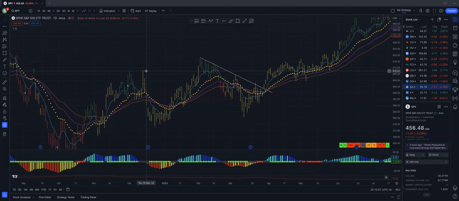Right. And so I'm not looking for the continuation after the break. I'm more so looking for just the break, the push up, the strong move up, and catching the premium from all the buyers.